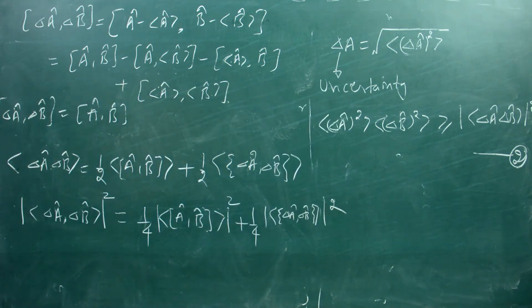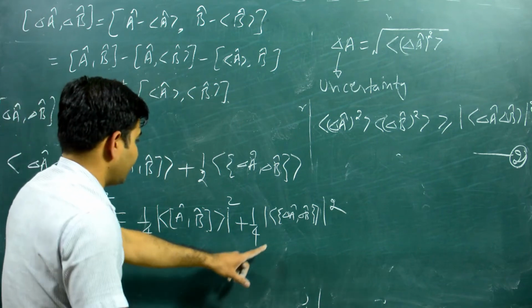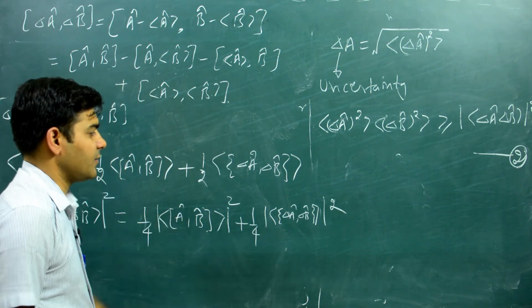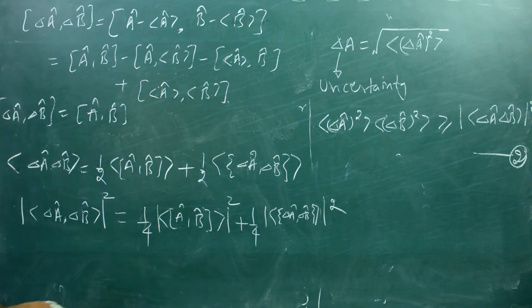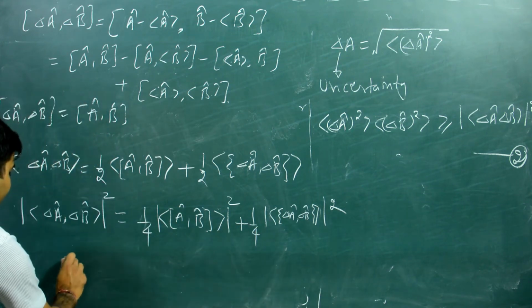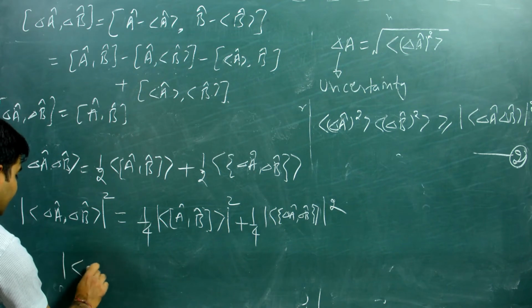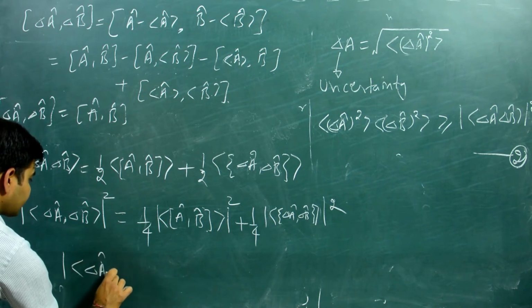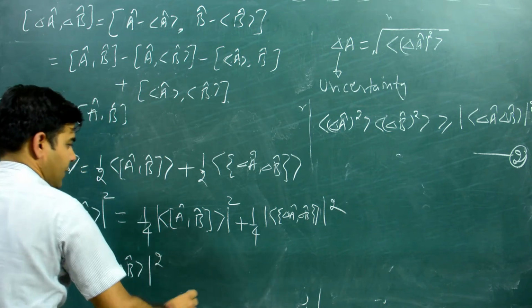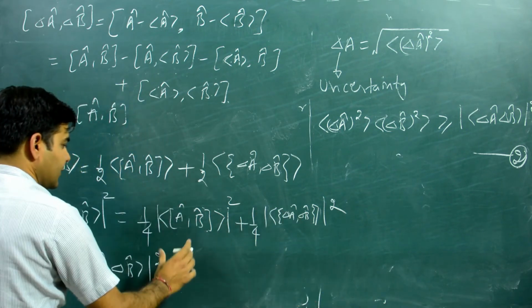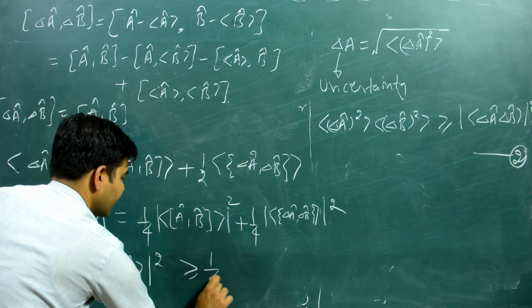Now you see on the right hand side, this term is strictly positive because it is a real number, and we have a square of this, so it is a strictly positive number. If I leave that out from this expression, the expression will read as follows. I have left the positive part out from the right hand side, so this has become shorter. This is 1/4.